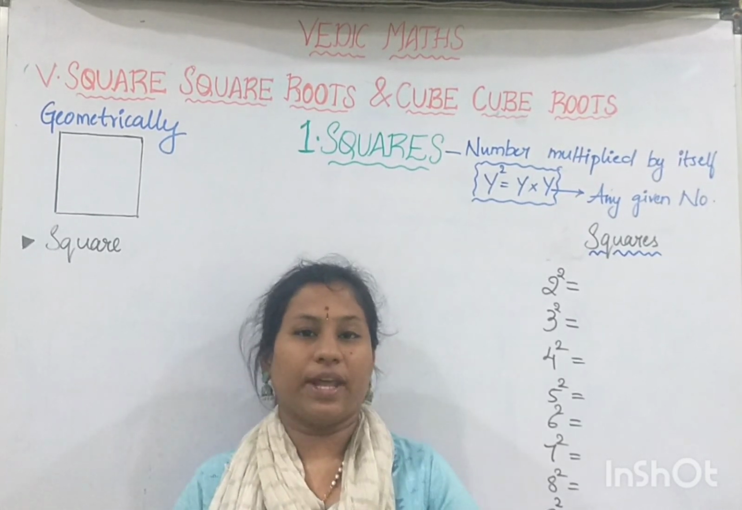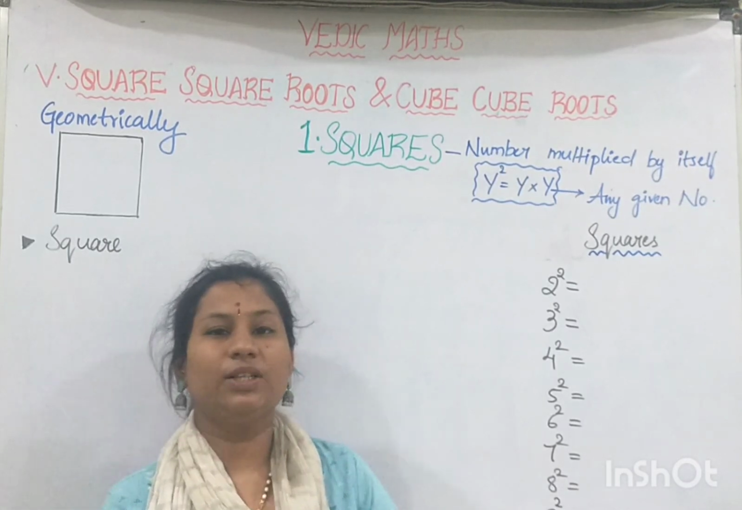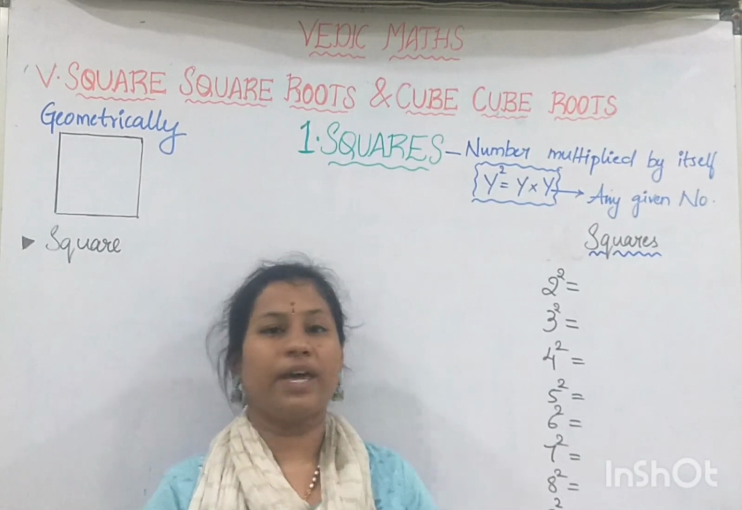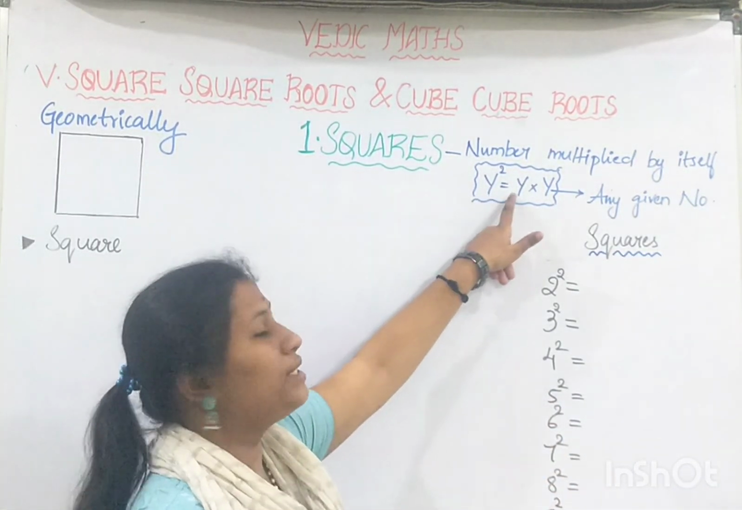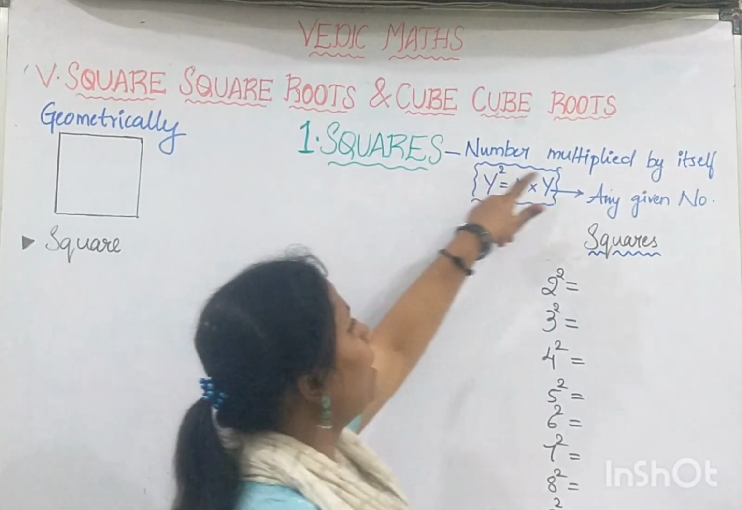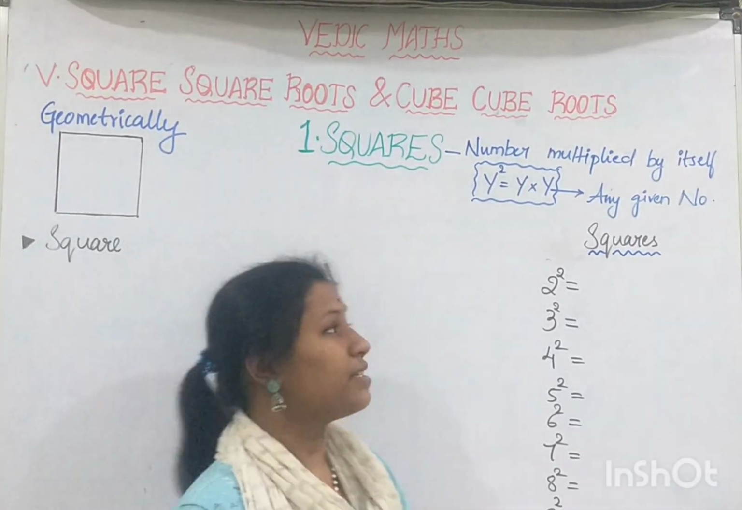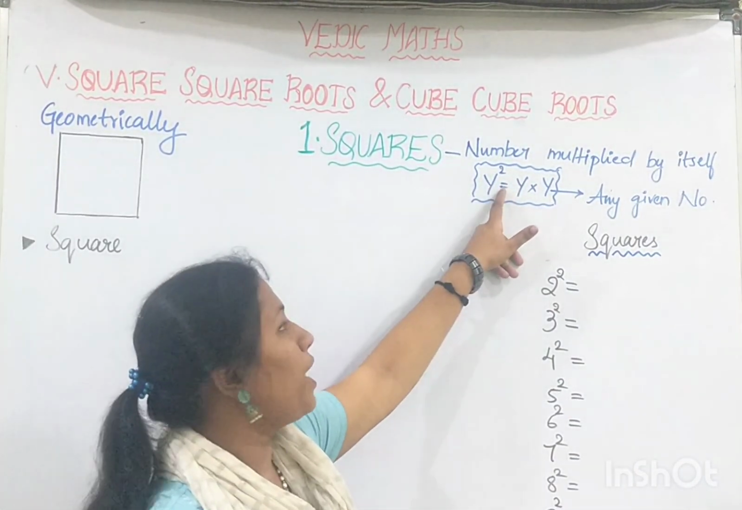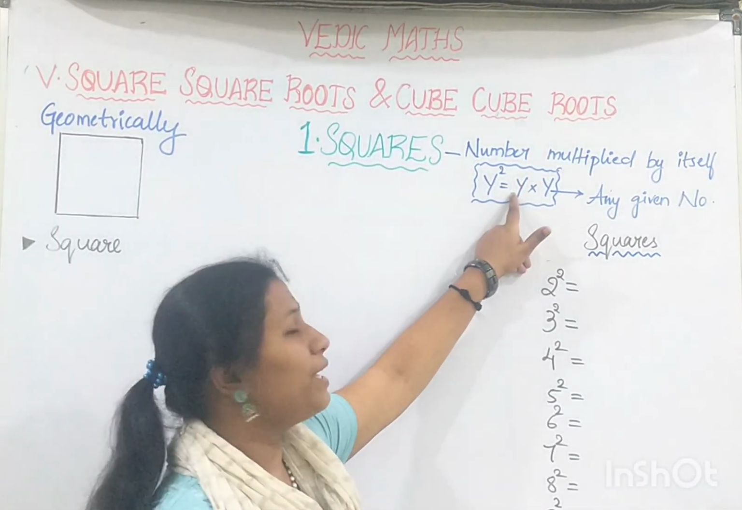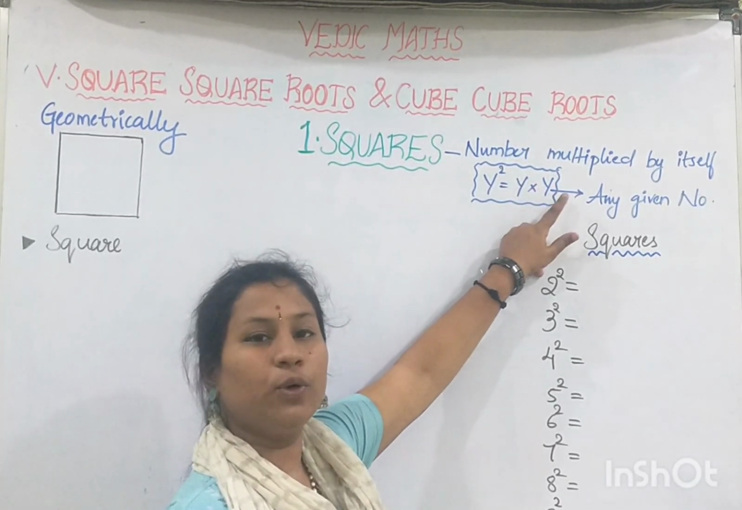So what is a square? We know in lower classes we have learned that a square is a geometric figure. But in upper classes we will come to know that y square is equal to y into y. A number multiplied by itself is known as a square, and we represent it as y square, meaning y to the power of 2. It means we are multiplying the given number 2 times. Y square is equal to y into y.